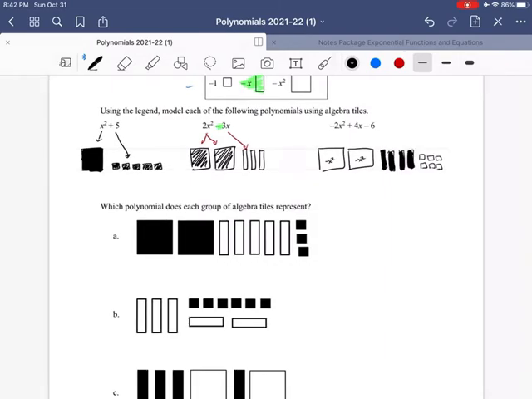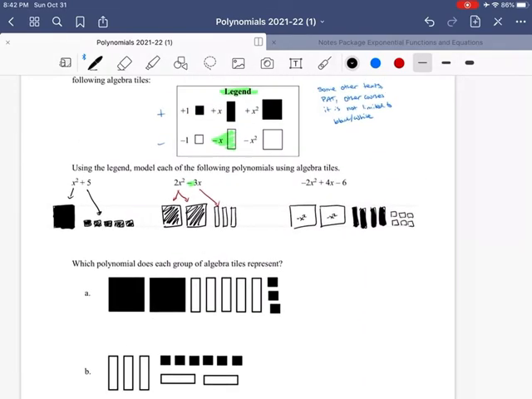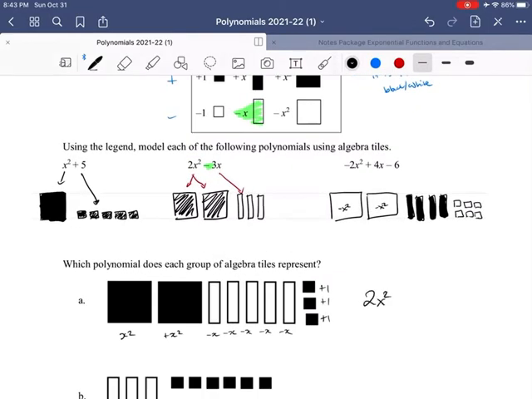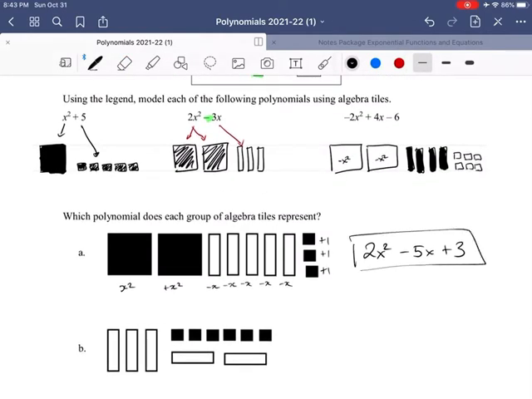So which polynomial does each group of algebra tiles represent? So let's think about this. This is a positive x squared. This is a positive x squared. We've got negative x, negative x, negative x, negative x, and negative x, and plus 1, plus 1, plus 1. So let's combine it all together. We've got 2x squared, negative 5x, and positive 3, all grouped together.